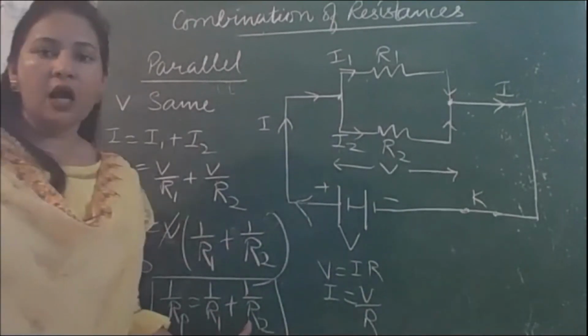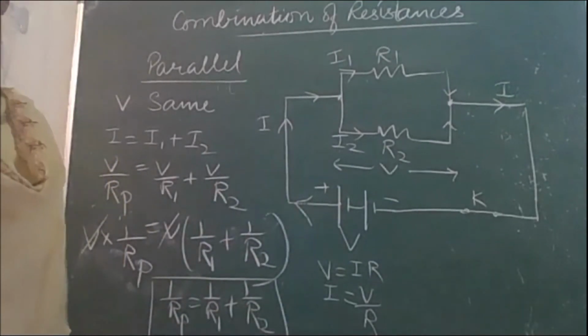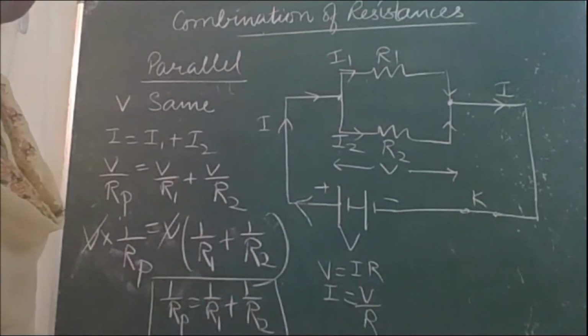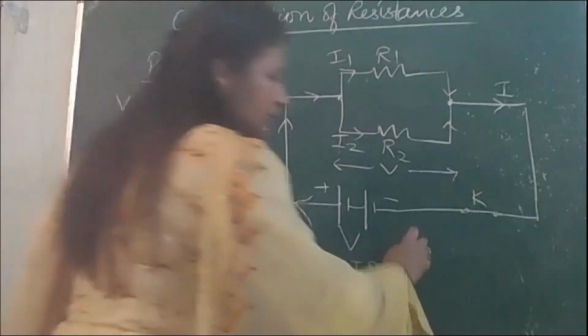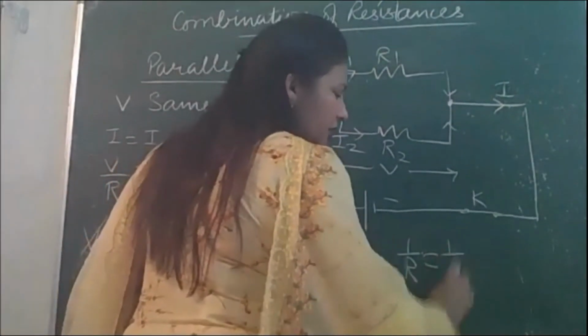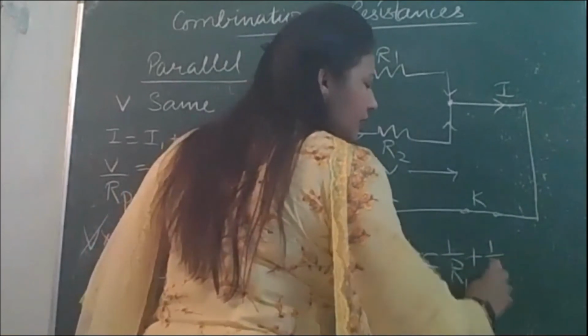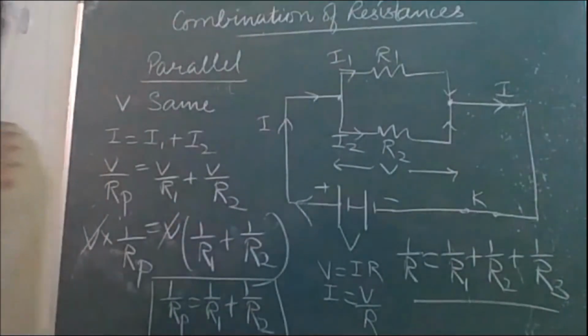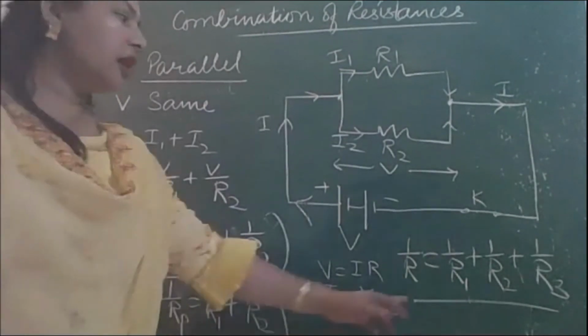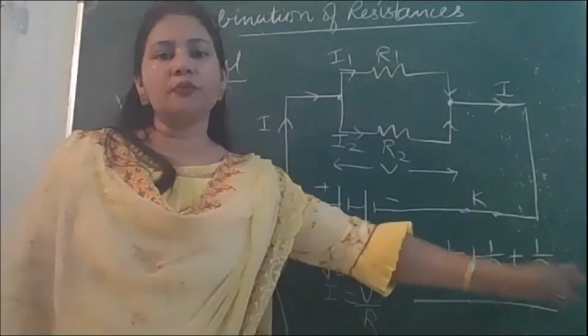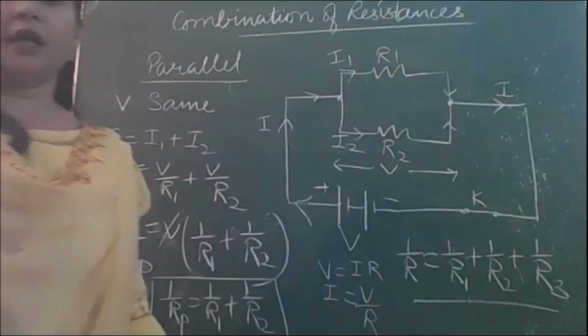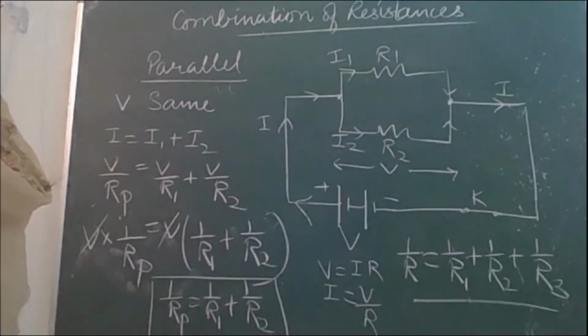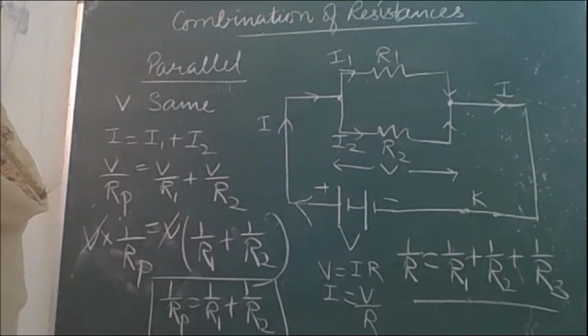This is the formula. अगर तीन होते तो हम क्या करते? ठीक है, अगर तीन रेजिस्टेंस पैरेलल में होते तो we would have written 1 over R is 1 over R1 plus 1 over R2 plus 1 over R3. तो एक और टर्म ऐड हो जाती है. And this would give us minimum resistance possible.